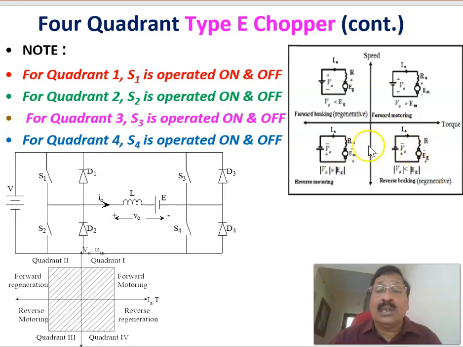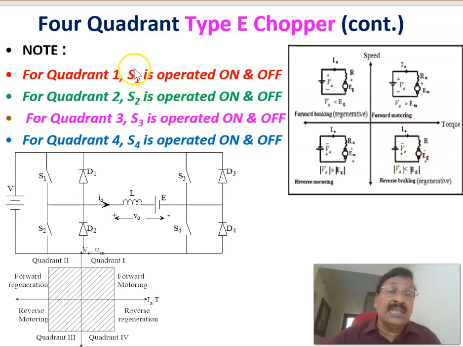And in the fourth quadrant of operation, S4 is operated at high frequency, that is, on-off control is done for S4. In that case, the voltage is negative: again plus here and minus here. Current is positive, in this direction. Since current is positive, torque is positive. Since the voltage is negative, omega m is negative. Therefore, T into omega is negative, which is regeneration. Since omega m is negative, it is called reverse regeneration, or reverse braking action. That is the fourth quadrant of operation.